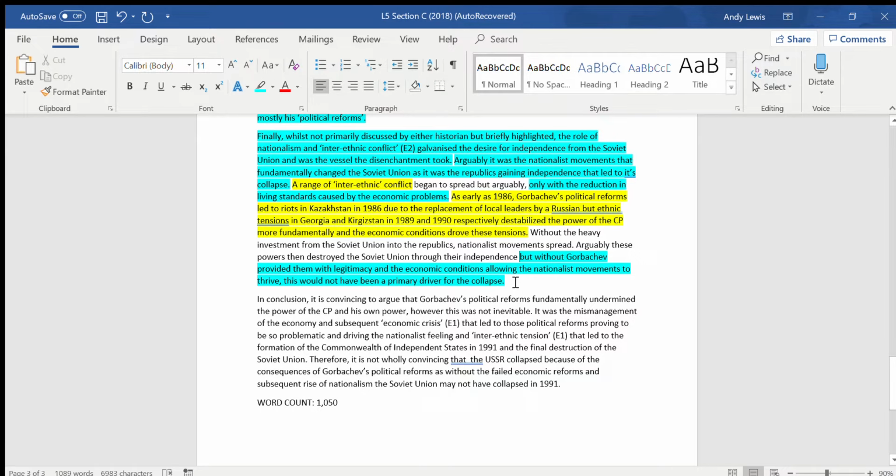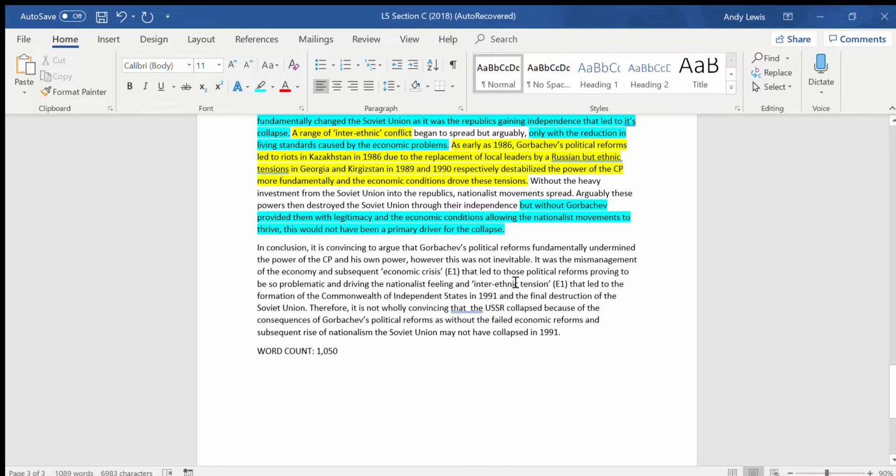So in that last paragraph, they haven't got loads of quotes to mention, but they bring in a bit of their contextual knowledge, and they very clearly link it back to an evaluation of how relevant that factor was. And they say, well, it is relevant, it clearly led to the collapse of the Soviet Union, but without Gorbachev giving them power, and without the economic problems that led to Gorbachev providing democracy to the people, you wouldn't have had that rise in nationalism, so it's not as important. So now let's just see how they wrap up their essay.